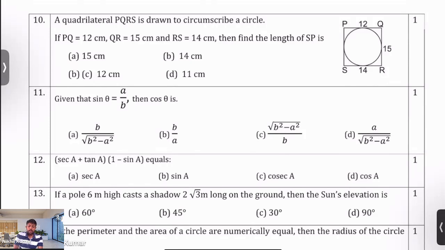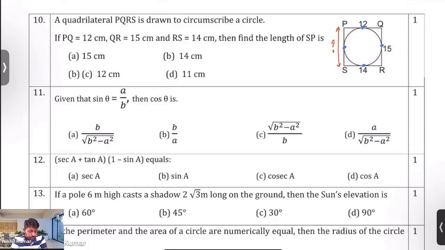There's a quadrilateral PQRS. This is drawn to circumscribe a circle. That means this quadrilateral is touching this circle at these 4 points. This is a critical piece of information. PQ, QR, RS, the measures of these are given to us. We can see it in the picture. And we have to find out the length SP. Okay, we have to find out this length.